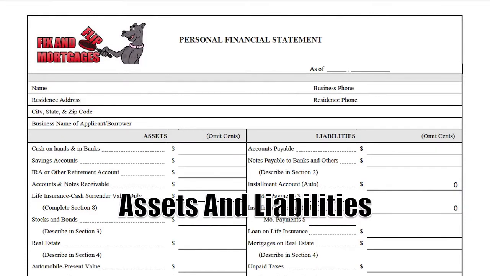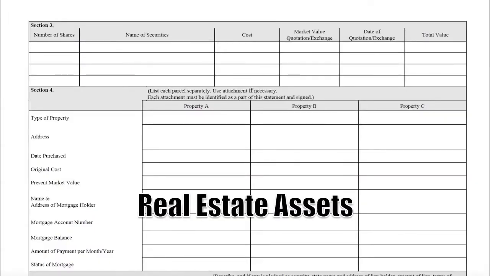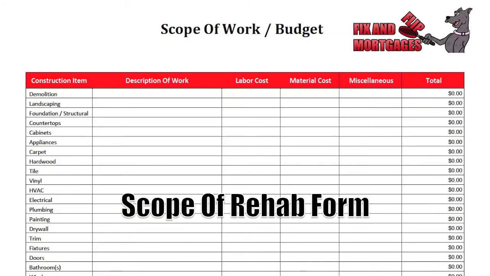The first page is where it will list your assets and liabilities, and where we will determine your personal liquidity and monthly expenses. The second page is where you will list your real estate assets in more detail. The next form is the scope of rehab work to be done. It is a 1-page form where you, a contractor, or someone qualified will list the repair work to be done to the property and the approximate costs. This form, as well as the previous 2, must be completed.